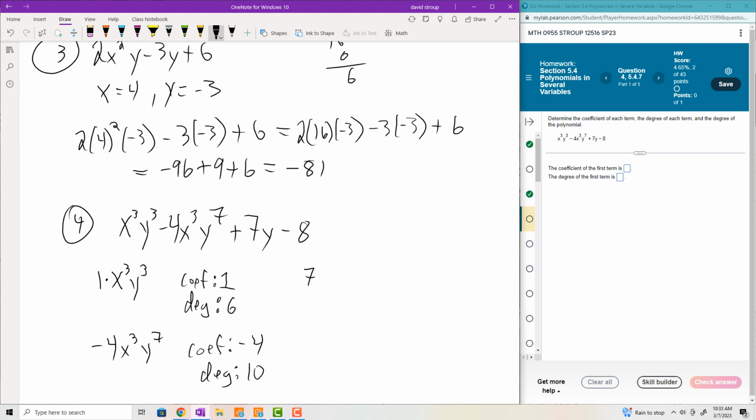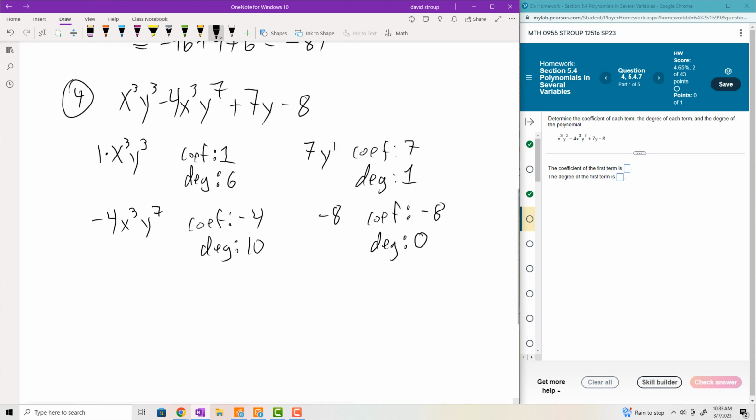Then we have our next term, 7y. So the coefficient there is going to be 7. And then the degree is just 1. So if you don't see anything, put a 1 there. And then the last guy, -8. It's kind of weird that the coefficient is just itself. Right? There's no variable, so you just put -8. And then the degree, if you don't see a variable, you'll just put 0. Right? Okay, so they'll want you to chug through each one of those.